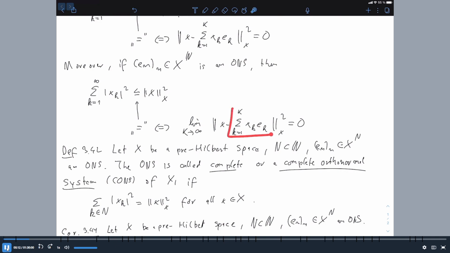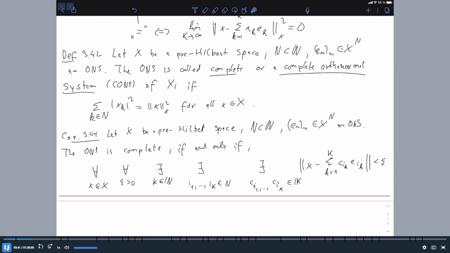If we have that the limit here is 0, then we know that this sum converges in the norm to x. It converges in the norm to x. But without this condition, so without the equality here, we do not know what this sum is doing.